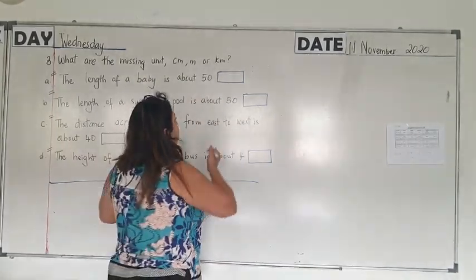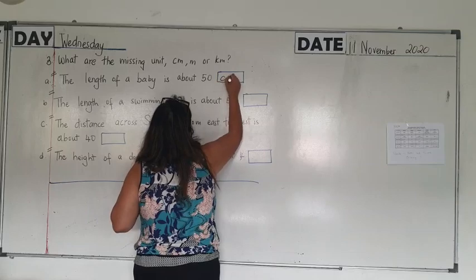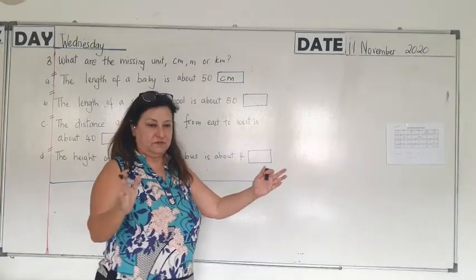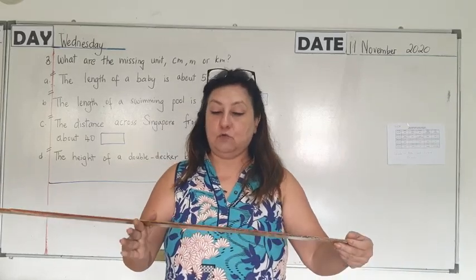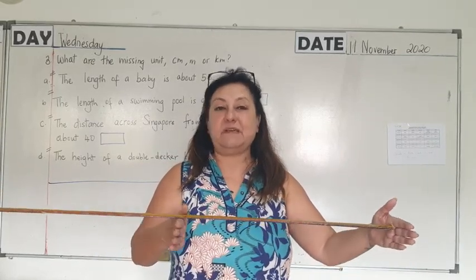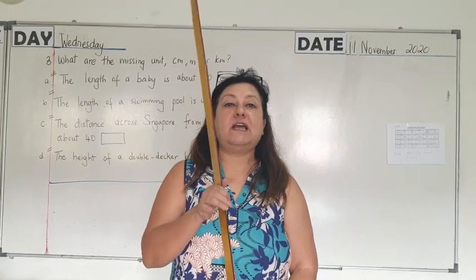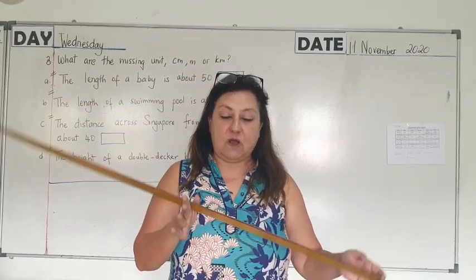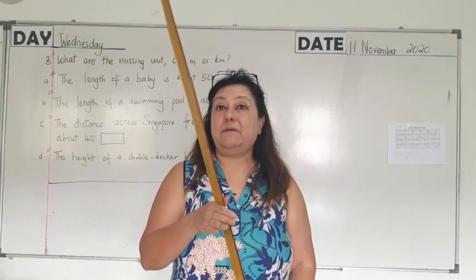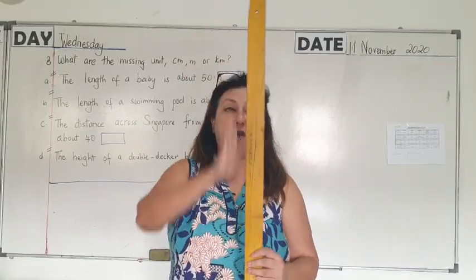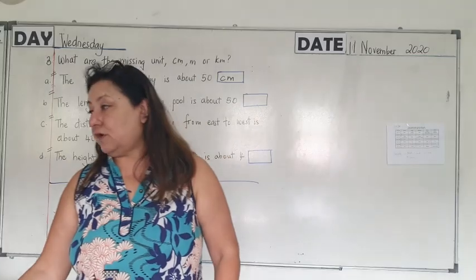It is 50 cm, okay? So baby is about this much, so it's about 50 cm, that means half of this ruler. 50 cm is half of this ruler. This ruler is 100 cm. So half of this ruler is 50 cm. So the baby is about this much. It can't be 50 m. 50 m means 50 of this. 50 km also is a lot.